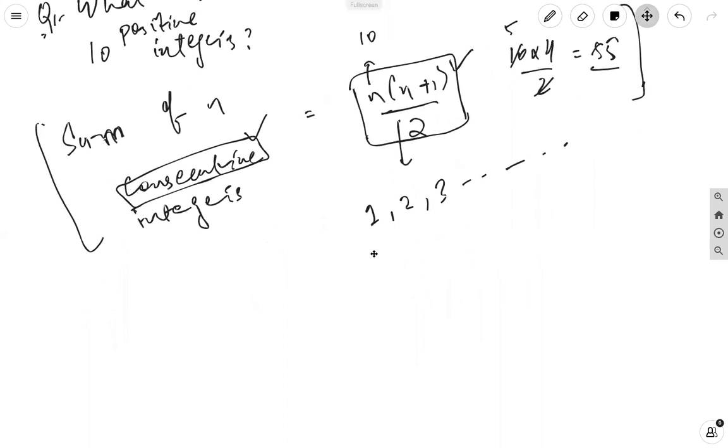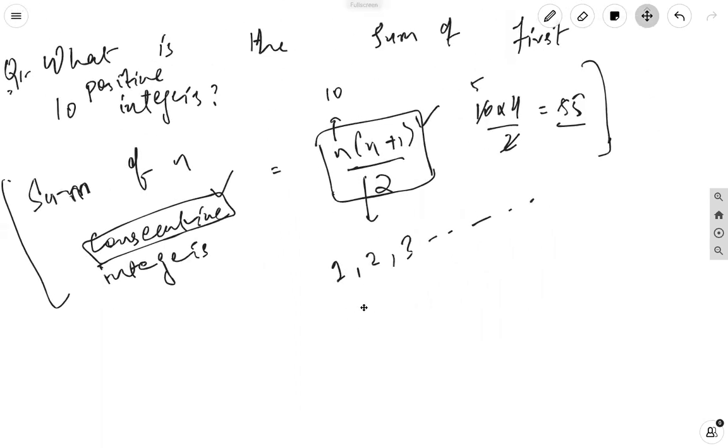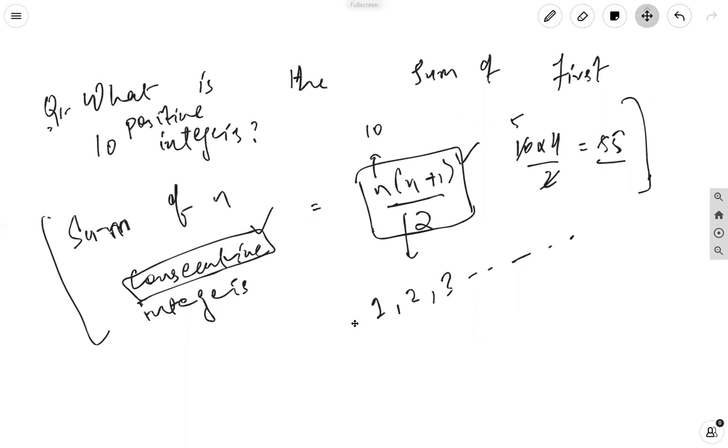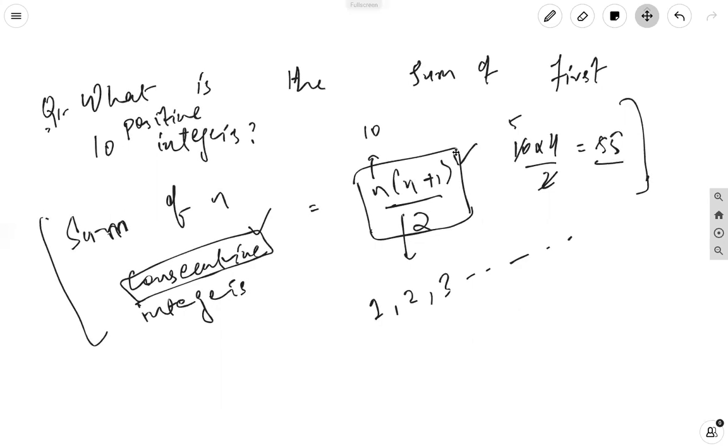I have a question. What if they give us a series that starts from 2 to n? This formula is from 1. Just use this formula and subtract 1 from that. You will get the sum from 2.